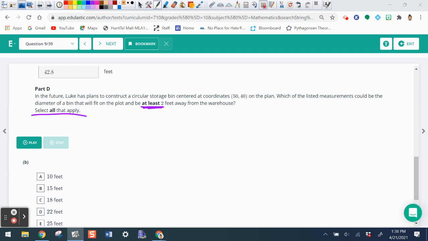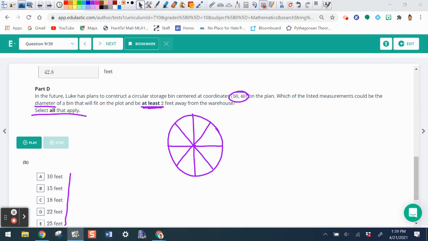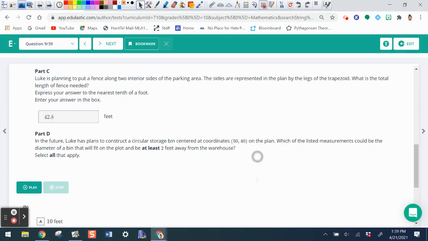So in the future, Luke has plans to construct a circular storage bin at coordinates 50, 40. Which of the listed measurements could be the diameter? So real quick, on a circle, you all know what a circle looks like, although that's a pretty terrible one. A diameter is a chord that passes through the center of the circle. So this is the center of the circle. The diameter is the chord that passes through it. And the diameter of a circle, because a circle is round, and what makes it round is that the diameter all the way around this circle is the same length. So we really have to figure out in many different directions which of these diameter measurements will work. So let's take a look at our diagram.